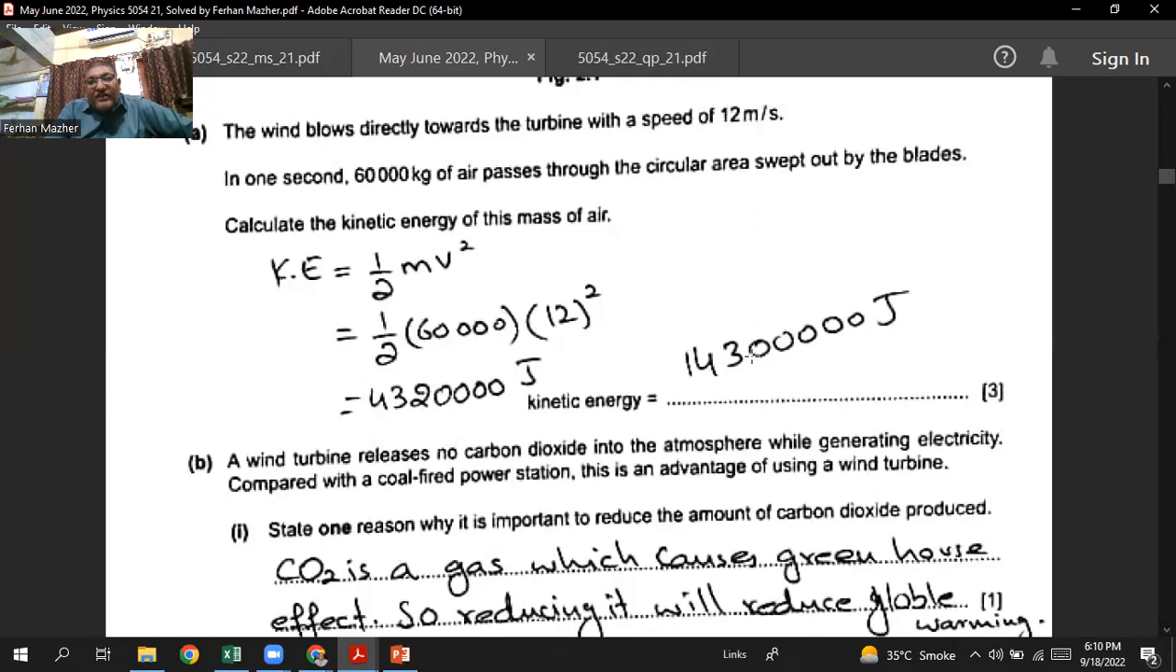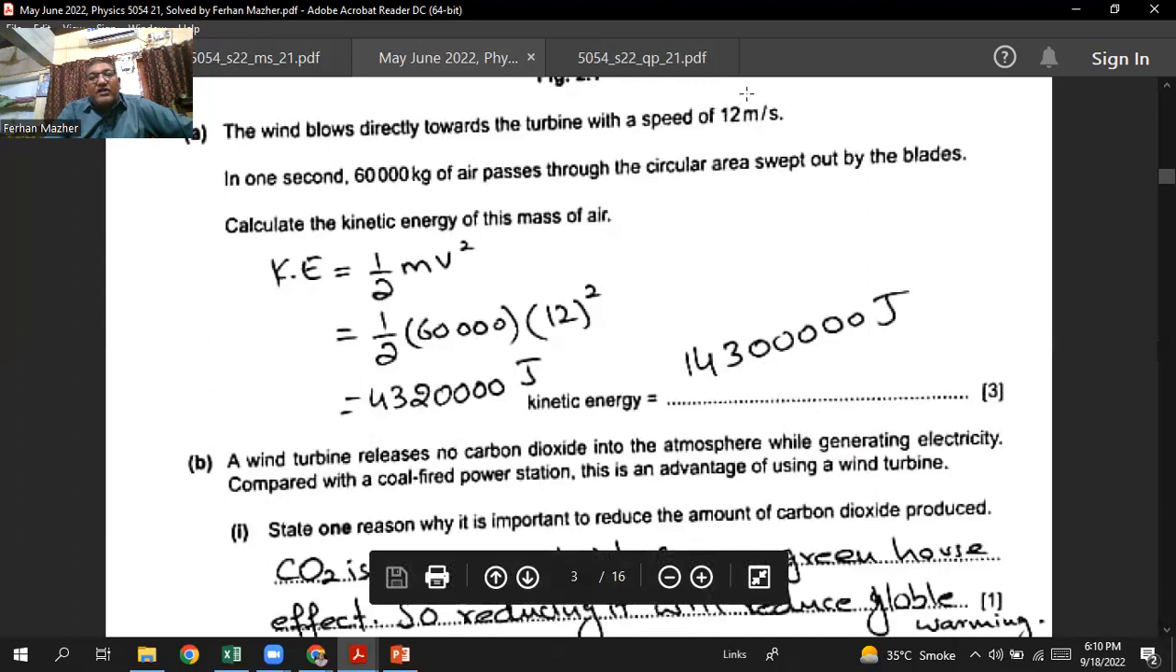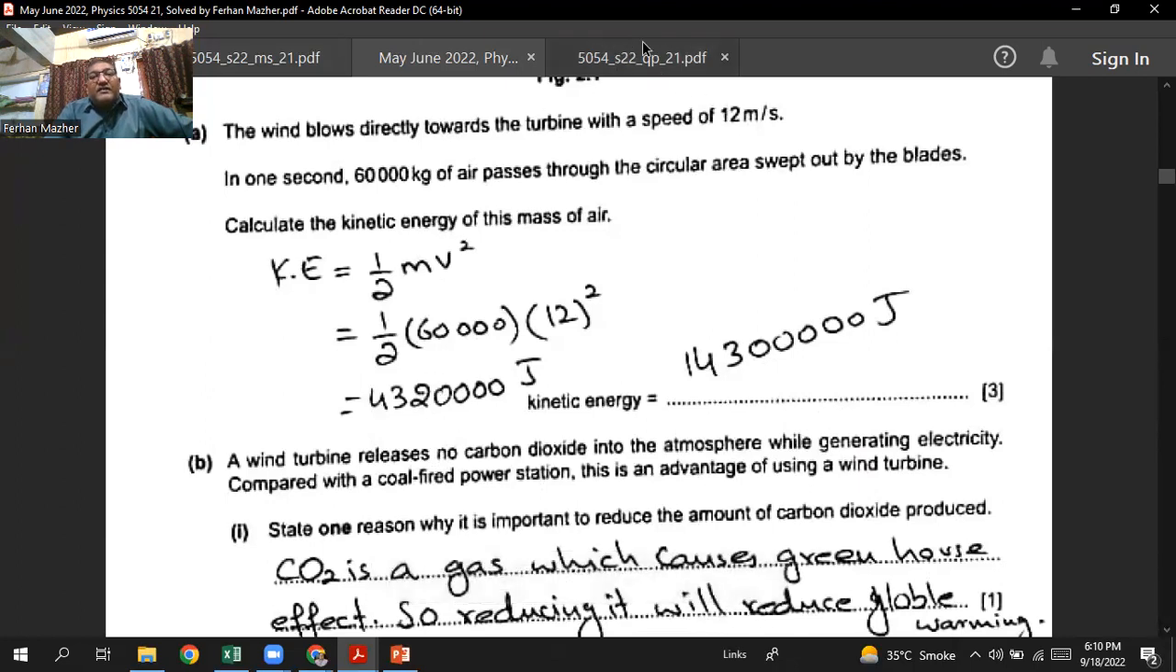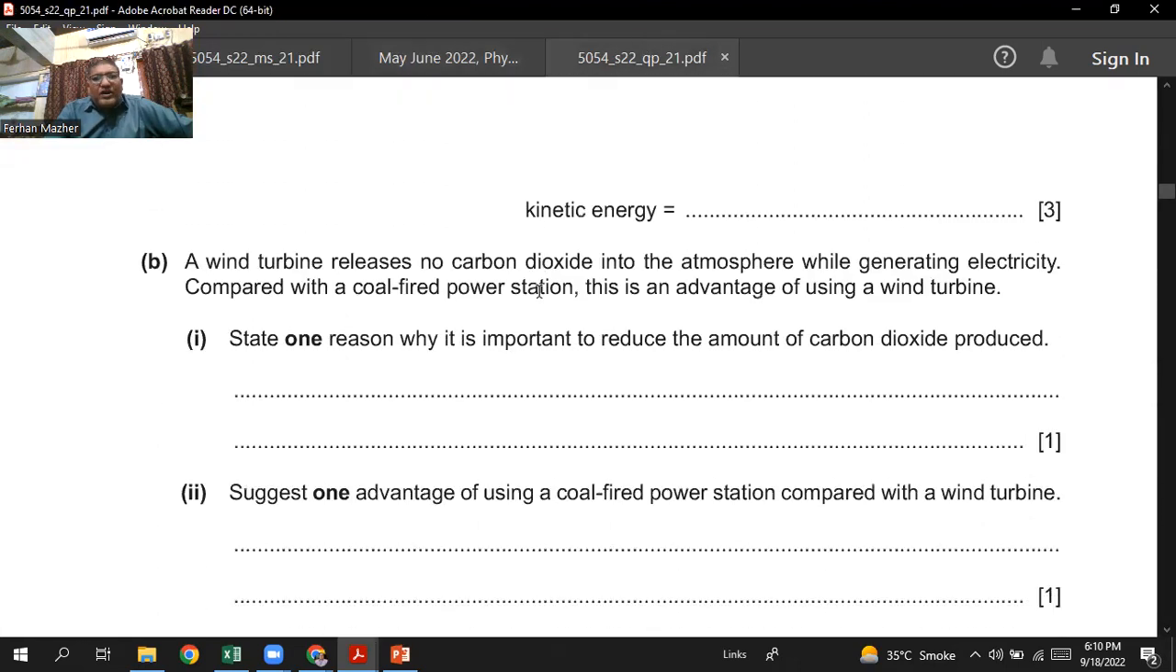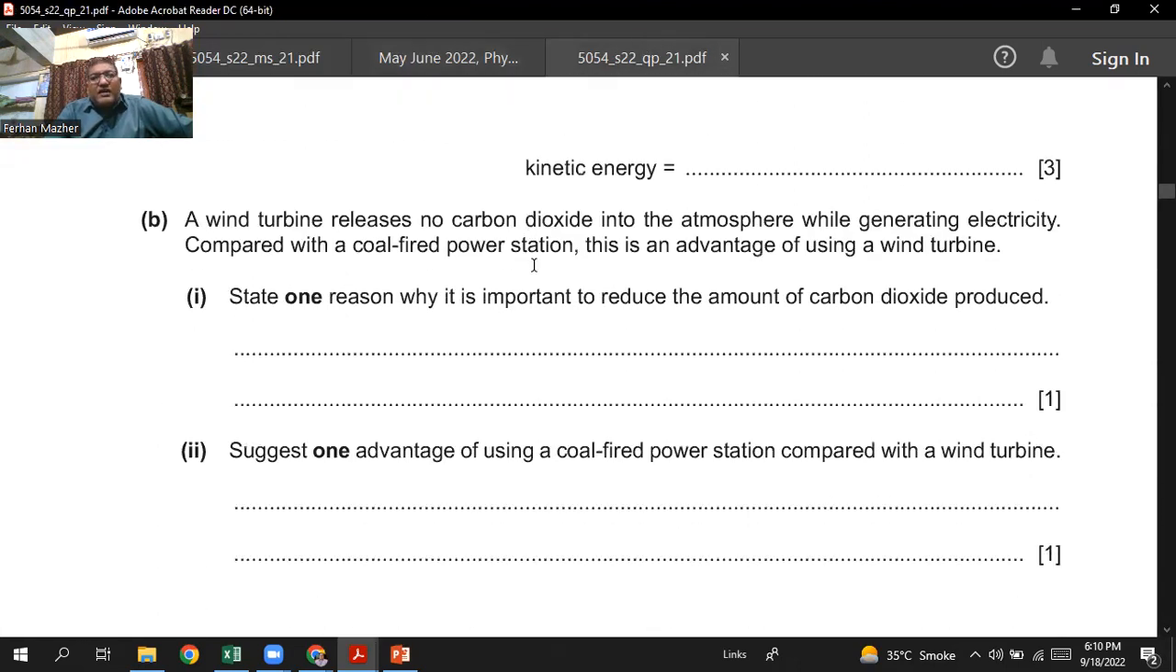This is 4, 3. This is not 1. This one is not here. This is 4, 3, and 0, 0 joules. Okay, to make that correction: we rounded it off to two significant figures. I hope you have made that. By mistake, I wrote 1 before the 4. So just make that correction.